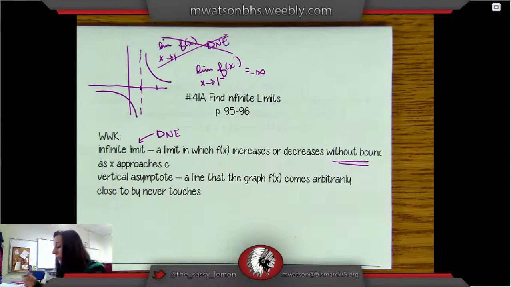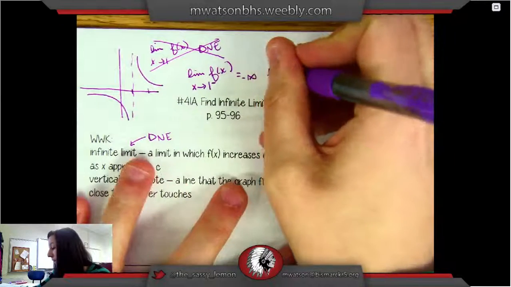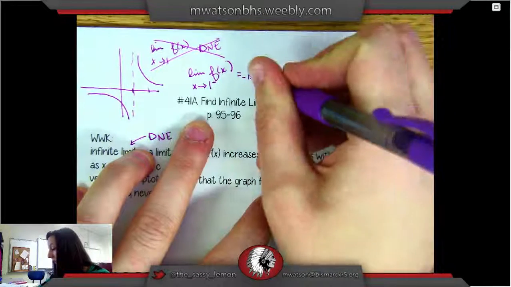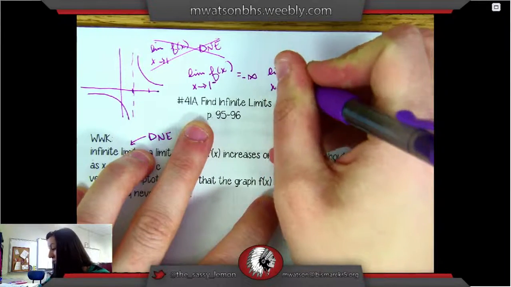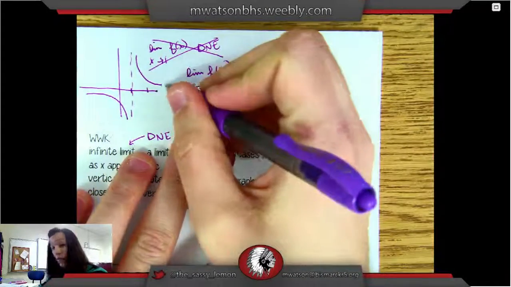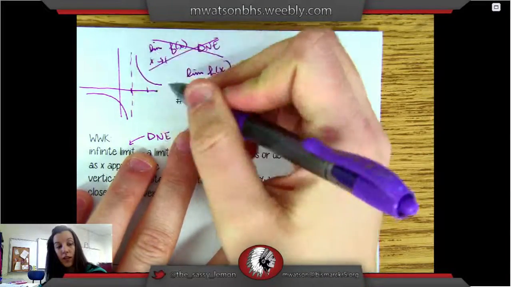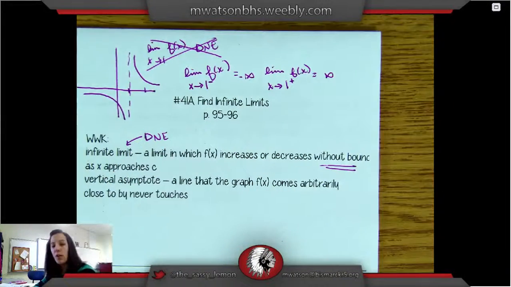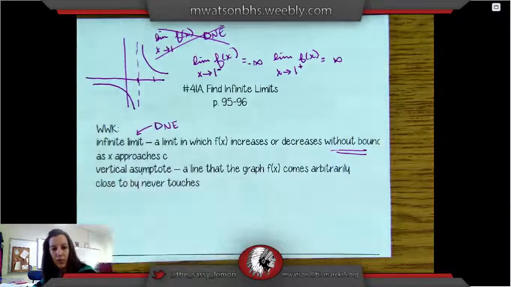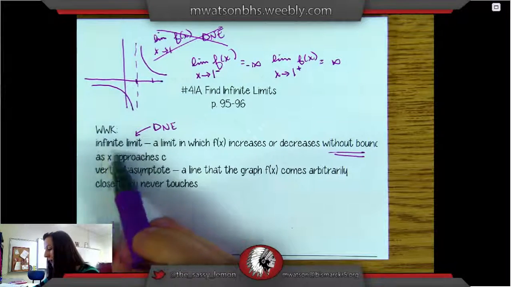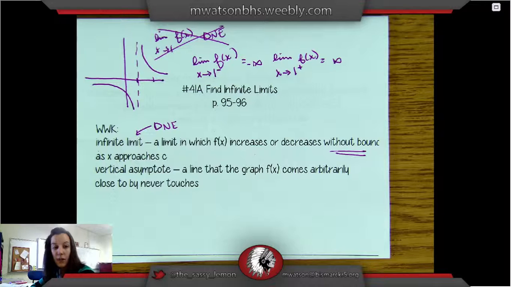Now, if we look at from the right side, we can also determine an infinite limit. We can say the limit of f of x as x approaches 1 from the right, little plus sign there, that would equal positive infinity, because you can see it's increasing without bound. So we'll flesh that out with a couple examples in our notes, but I just wanted to show you exactly what I'm talking about when we define an infinite limit.